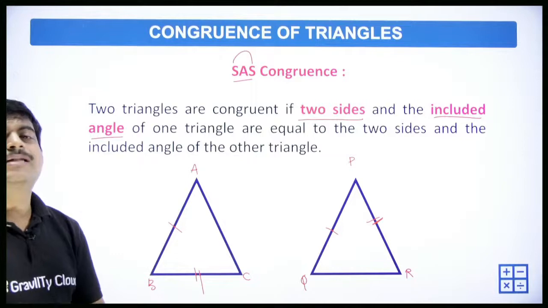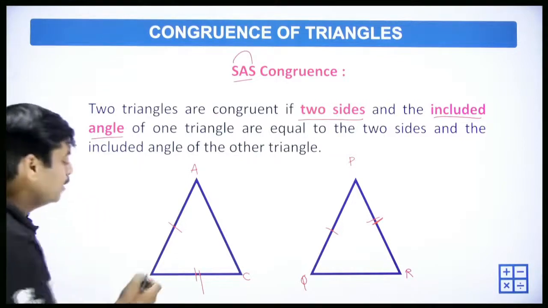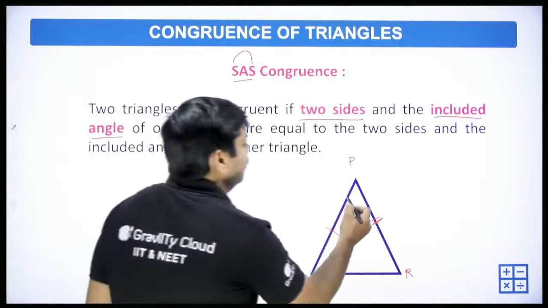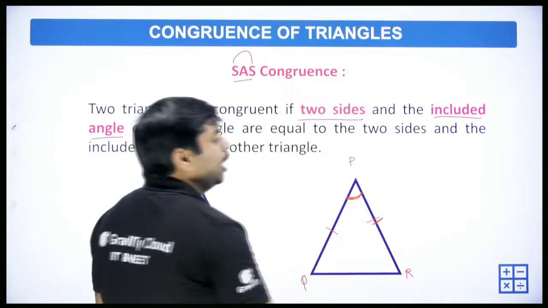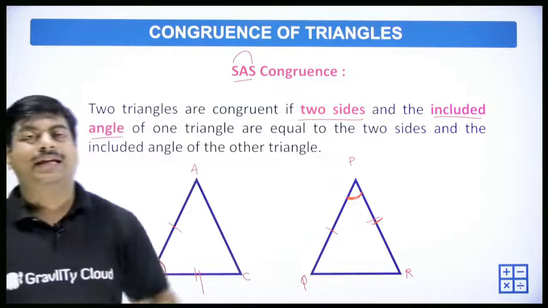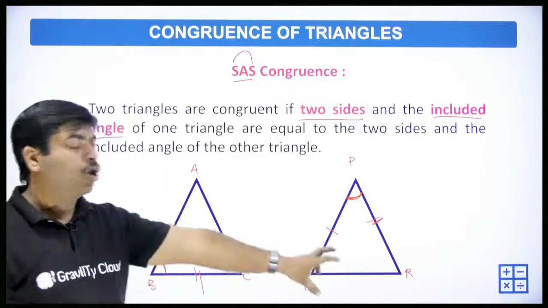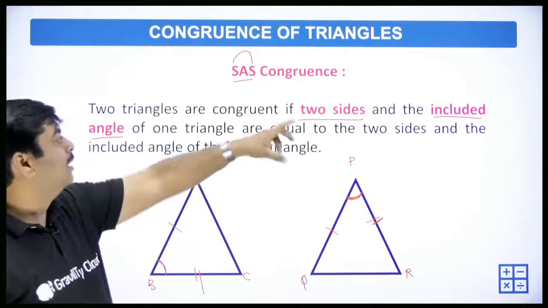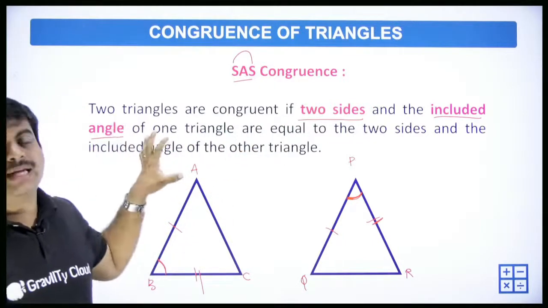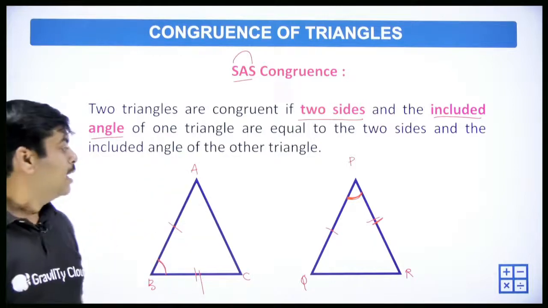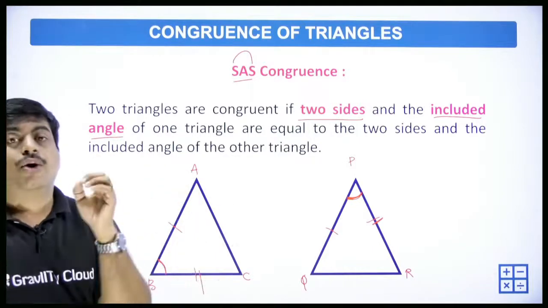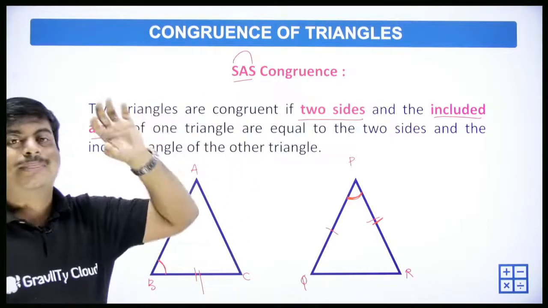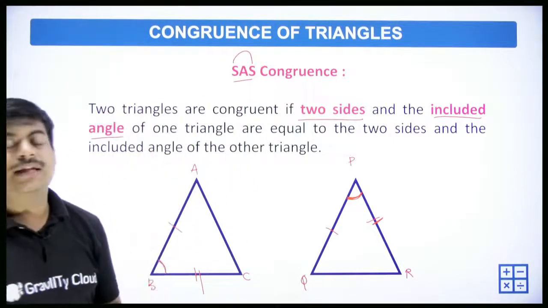Now, what is the corresponding angle? The corresponding angle is this one, so B and here P. If these two are equal, SAS, not any other side and not any other angle, it is the angle included with those two sides. So then we can say that these two are congruent triangles using the relation SAS congruency.